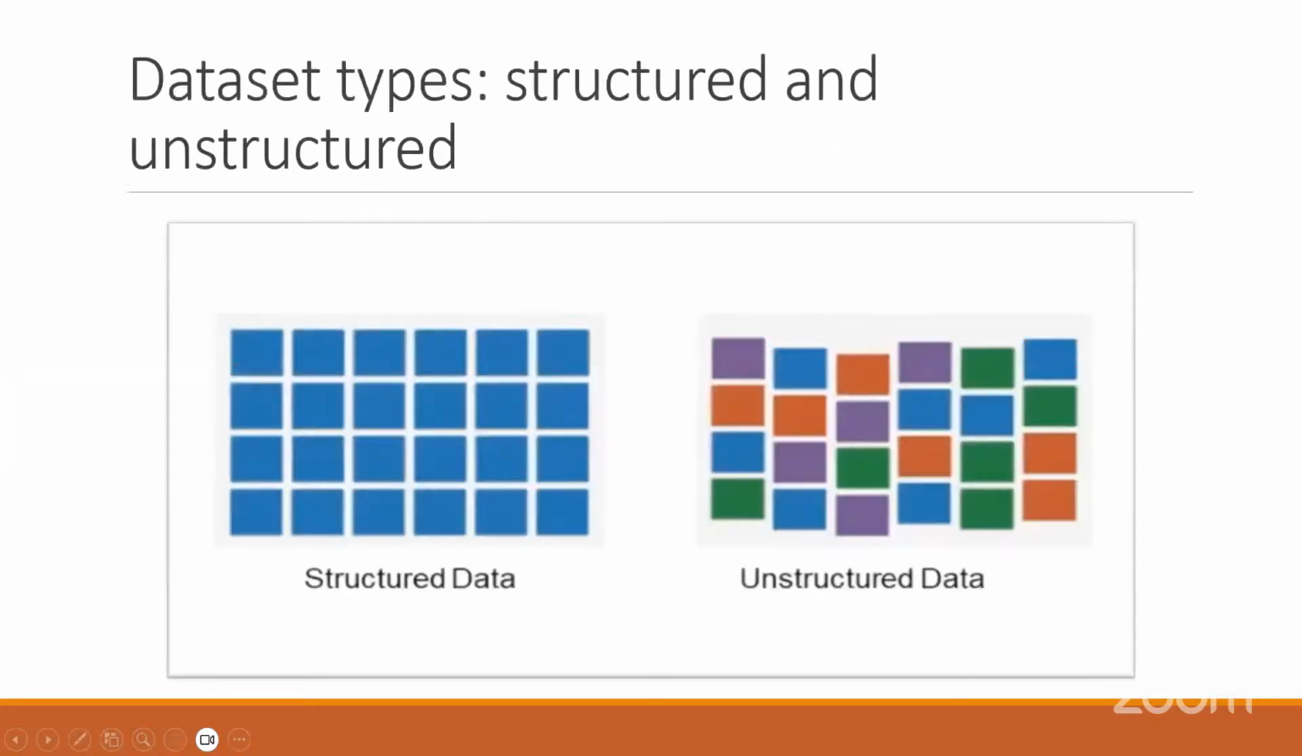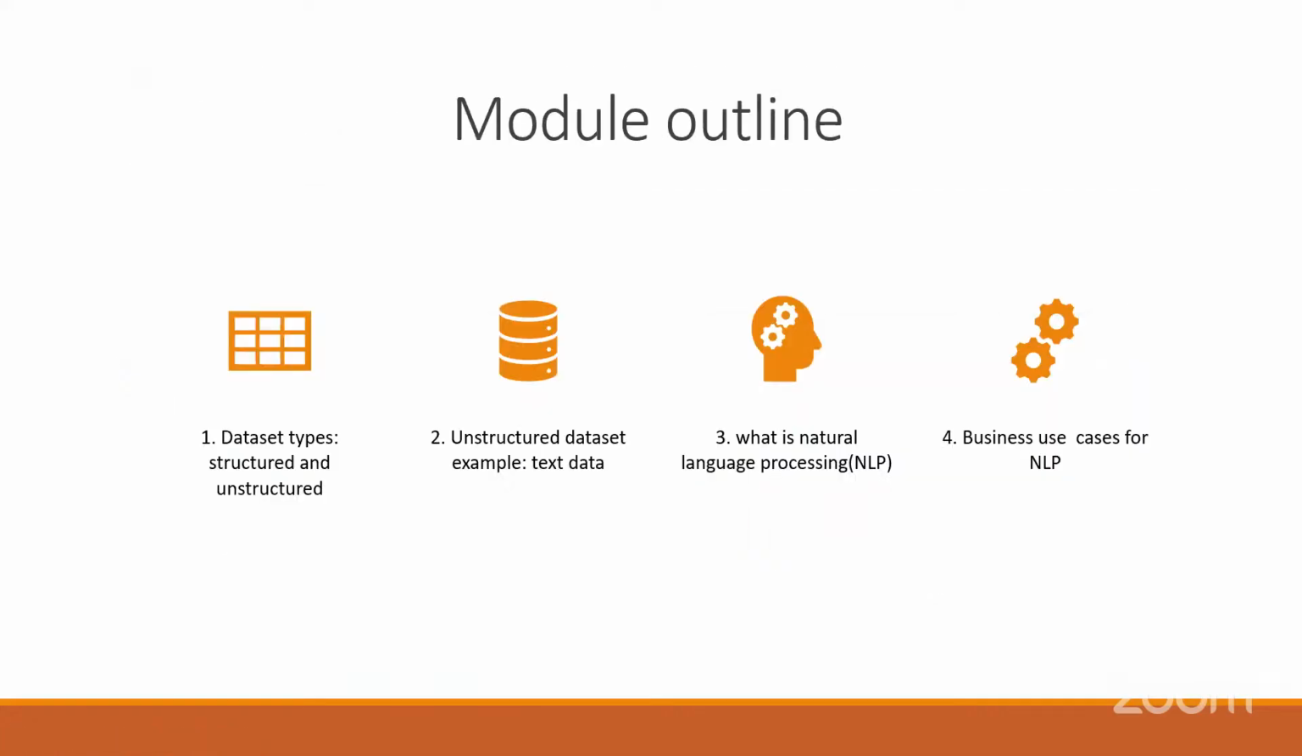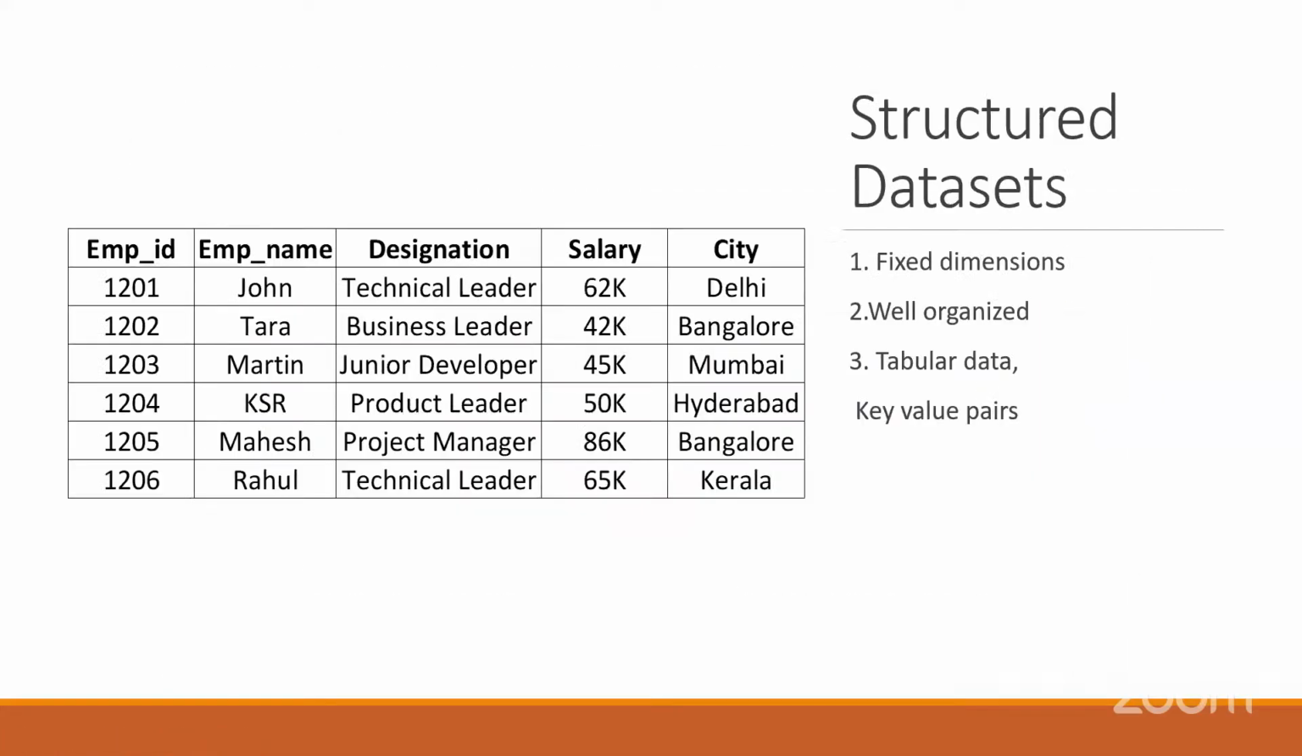What is the difference between structured versus unstructured data? Anyone can explain? Let's try to understand structured data versus unstructured data. Simply, structured data means the data set which is in the form of a table, tabular format. Tabular is nothing but table format.